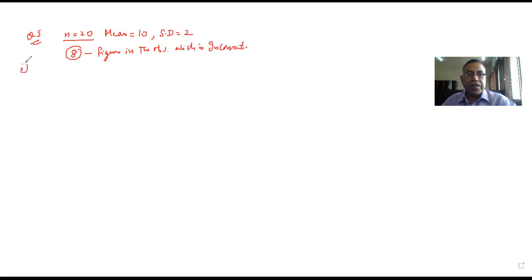Now what is the first case? He is saying when the wrong figure is omitted. So I need the correct mean and correct SD when the wrong figure is omitted.